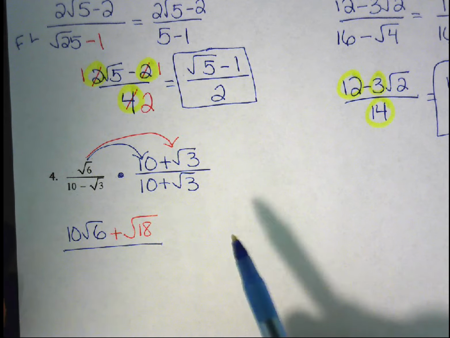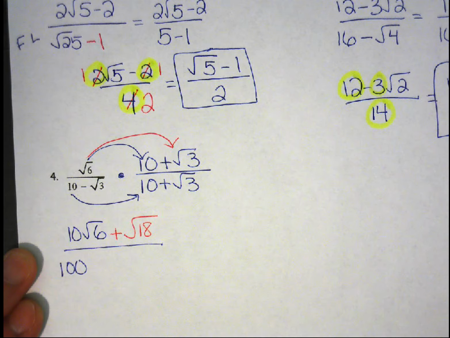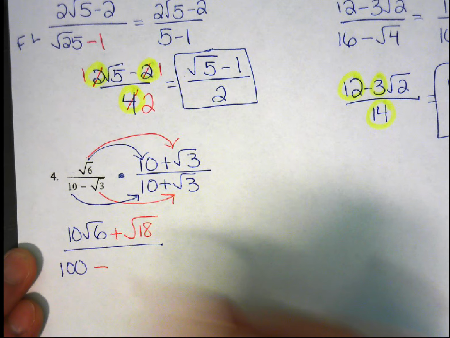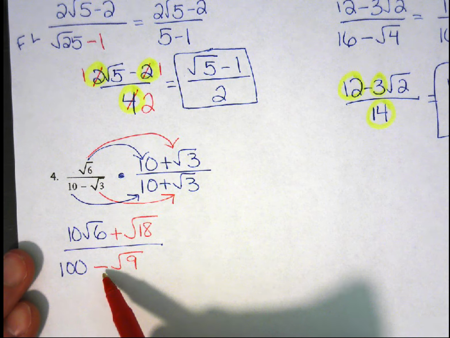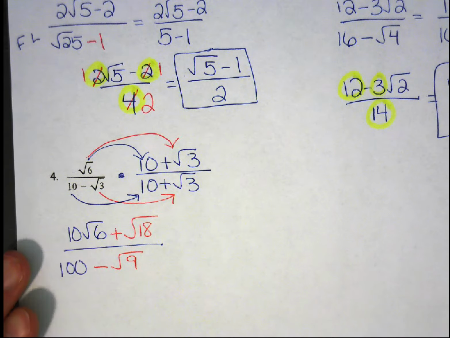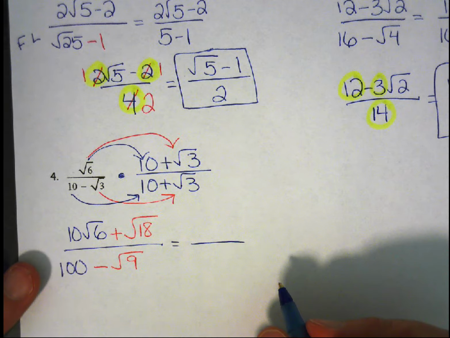Okay? On the bottom, notice again, since these are alternating, which is the whole point, the outers and the inners are going to cancel. So we just do first 10 times 10, and last a negative times a positive, and then square root of 3 times square root of 3. Yes, this will always be a subtraction because these are alternating symbols.